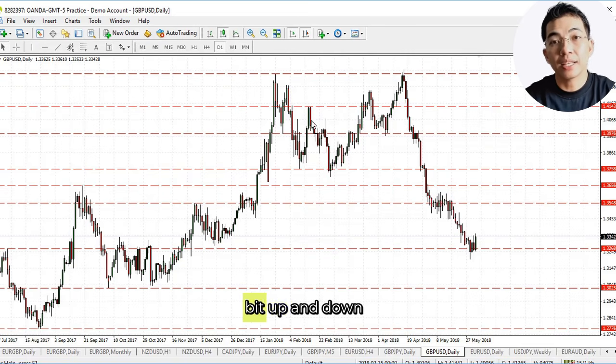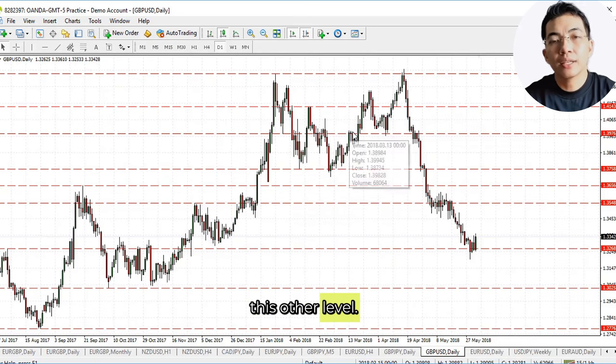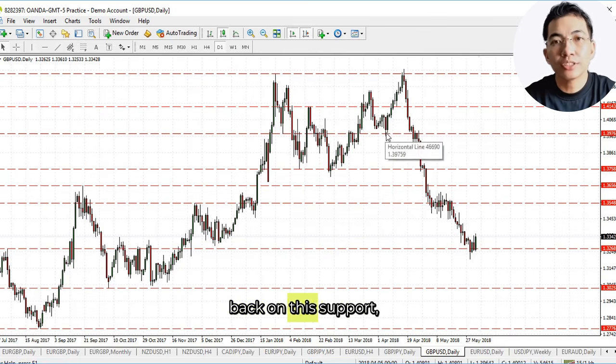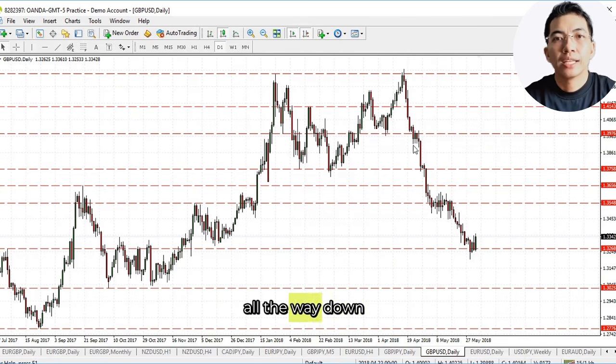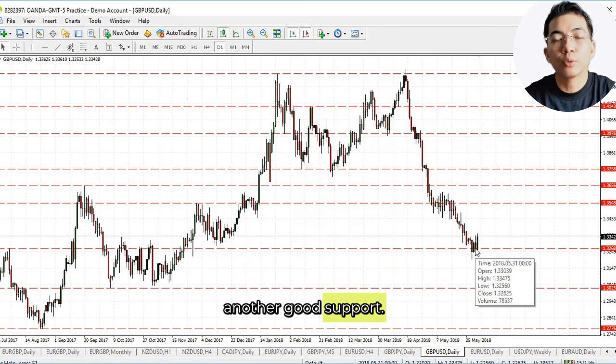Then it goes a bit up and down between these lines, down again on this level and up again on this other level. It reaches then another important level here, goes back on this support, goes back on this resistance, and it goes all the way down until here where we have another support. You can see that this support was working for a while and was stopping the downtrend, but then the price went down anyway and now it is on another good support.